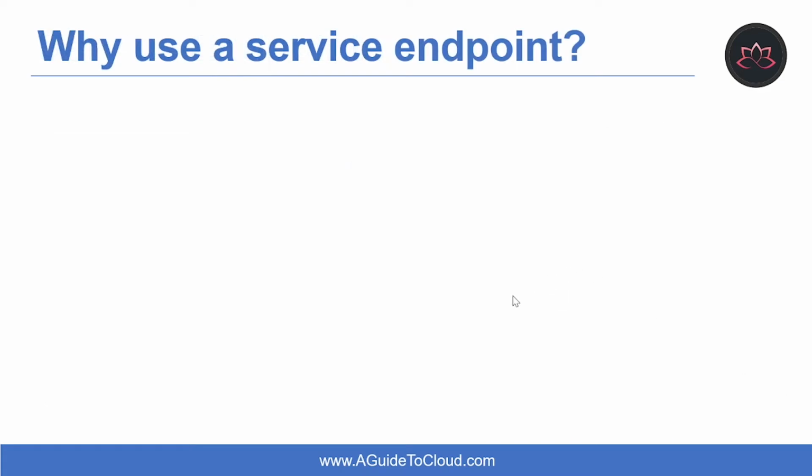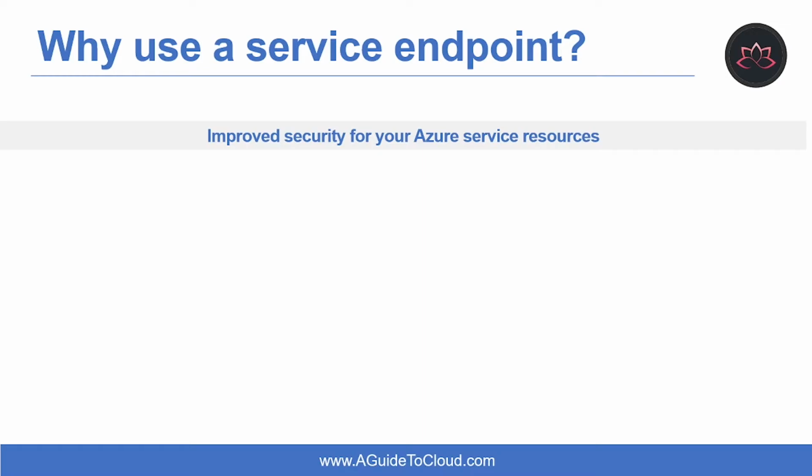So why use a service endpoint? The first reason is that it will give you improved security for your Azure service resources. VNet private address space can be overlapping and so cannot be used to uniquely identify traffic originating from the VNet. Service endpoints provide the ability to secure Azure service resources to your virtual network by extending VNet identity to the service.